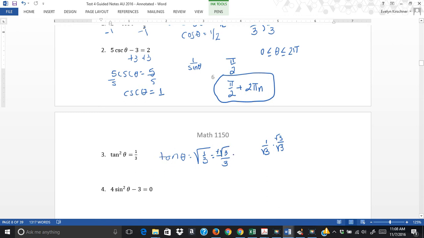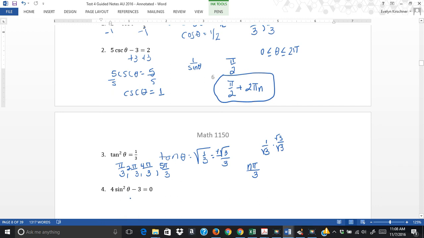So when is tangent radical 3 over 3? Well, it's radical 3 over 3 when theta is pi over 3. So it's pi over 3, 2 pi over 3, 4 pi over 3, and 5 pi over 3. If I was looking only between 0 and 2 pi, it would be all of those, because I'm looking at plus or minus, so I have to look at all the quadrants. If I was looking for all thetas, then it would be n pi over 3, because any n times pi over 3 will give me what I'm looking for.